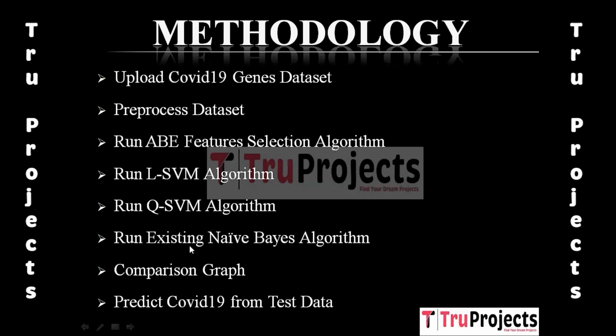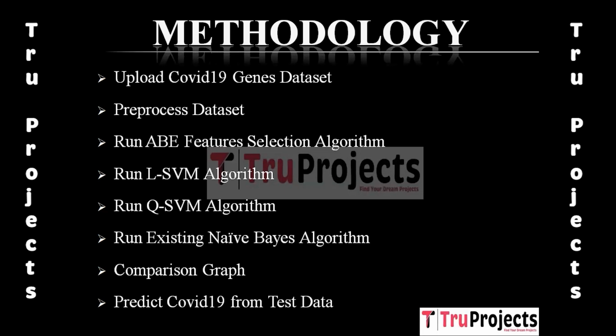The next module is run existing naive-Bayes algorithm. Using this module, we will input 80% of the dataset to the naive-Bayes algorithm to train a model, and this model will be applied on 20% test data to calculate prediction accuracy. The next module is comparison graph. Using this module, we will plot a comparison graph between all algorithms. The last module is predict COVID-19 from test data.